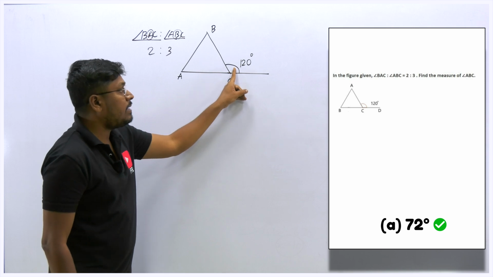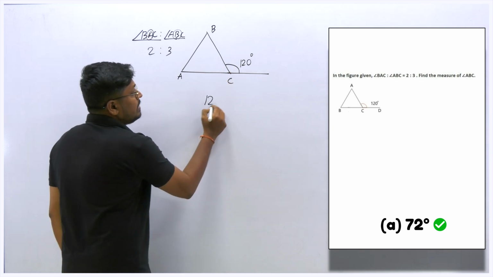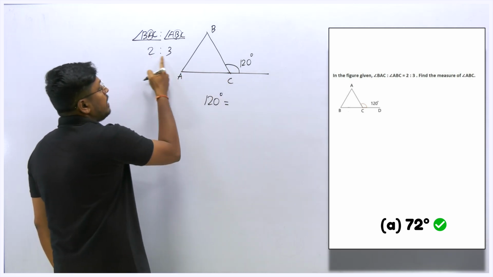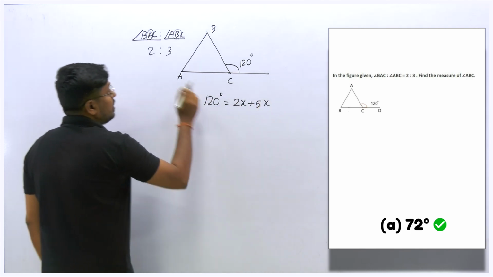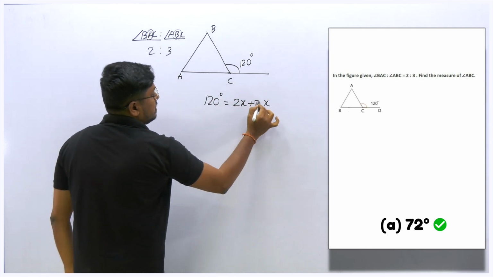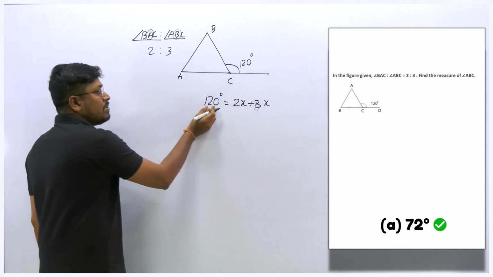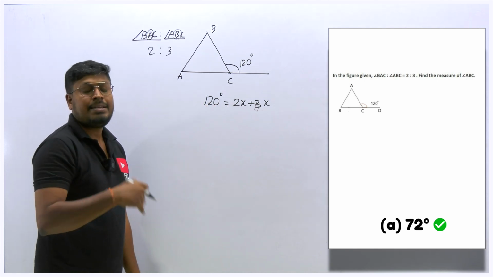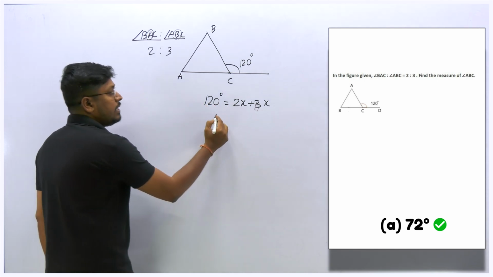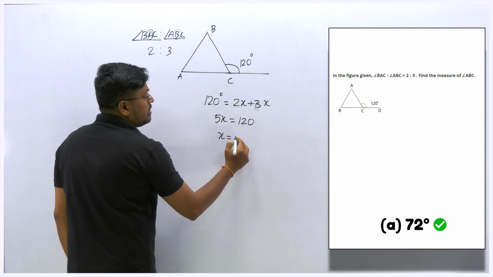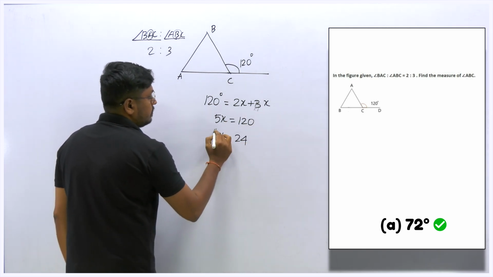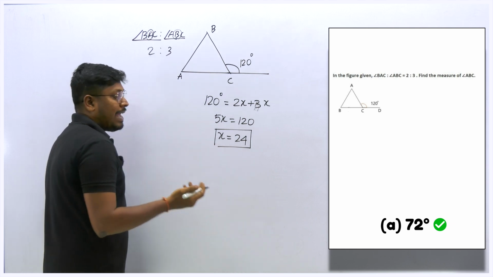Here the exterior angle is how much? 120 degree. What is the sum of the interior angles? What have they given us? 2x plus 3x. So friends, understood or not? So the sum of the interior angles is equal to the exterior angle. It's another triangle property. So we can say that 5x is equals to 120. So x is equals to 24. So we found what the x value is.